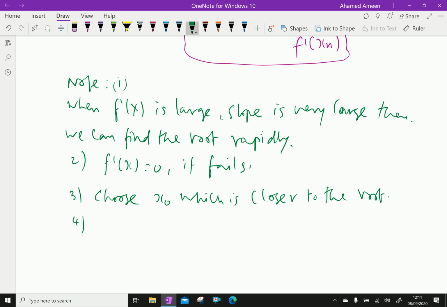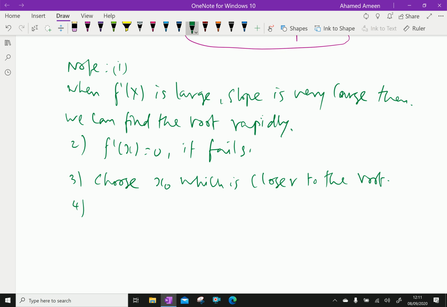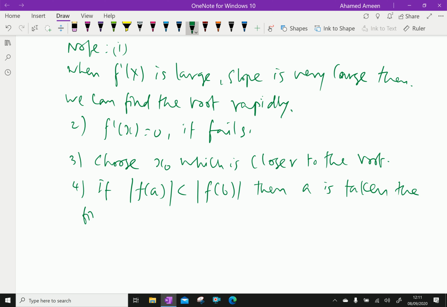Fourth one, if the absolute value of f of a, where a and b are chosen values, is less than f of b, then a is taken as the first approximation. Otherwise, if f of b is less than f of a, then b is taken as the first approximation.